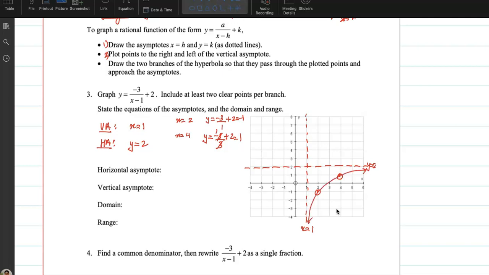Now take two points on the left. If you take x = -1, y = -3/(-2) + 2 = 1.5 + 2 = 3.5, so the point is (-1, 3.5). Then take x = -3: y = -3/(-4) + 2 = 0.75 + 2 = 2.75, so the point is (-3, 2.75).